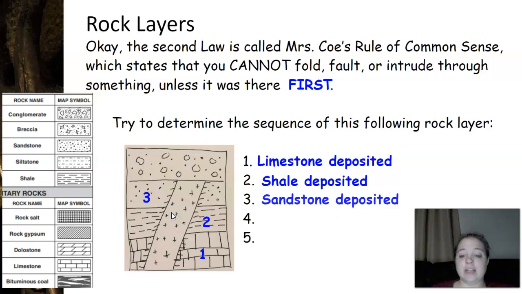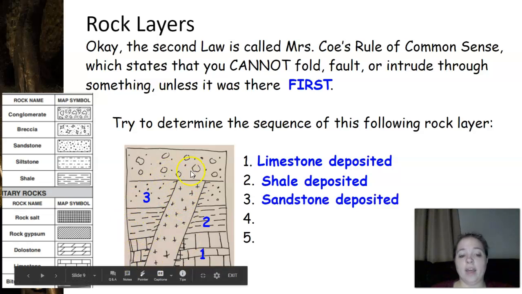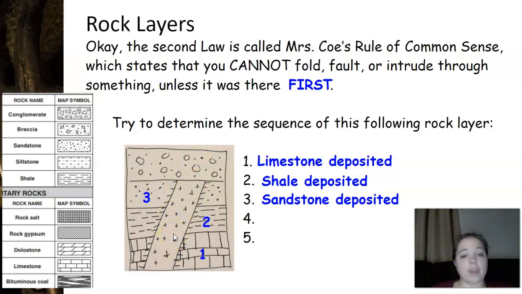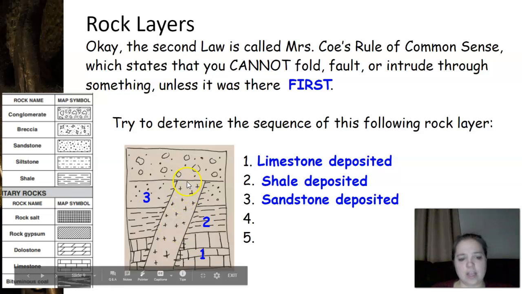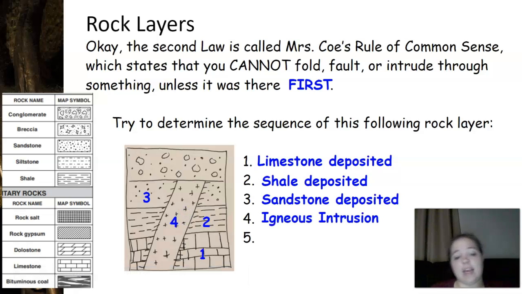That's going to be sandstone deposited. All right, well, I don't have any more line in that, so I can now do number 4. Well, what the heck, Mrs. Co? What is number 4? Looks kind of like a part of a cactus with these pluses. Well, number 4 is an igneous intrusion. We're going to go on to that in the next slide.